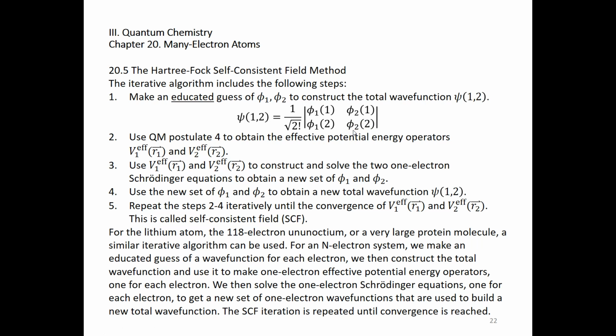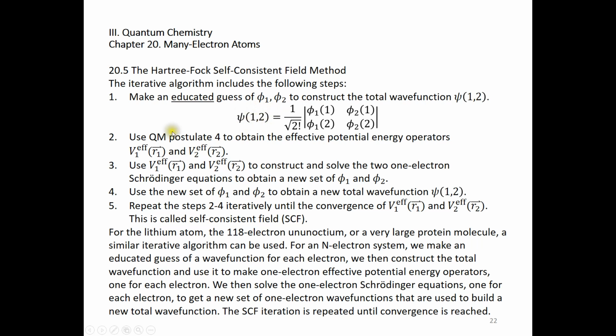So it's some kind of guess based on the nuclear charge. Because the nuclear charge is 2, I'm just guessing it's an exponential function e to the power of negative 2r. And we know one electron should be alpha, the other one electron wave function should be beta, something like that. So that's going to be my guess. And based on the educated guess of phi 1 and phi 2, I can build psi 1 2.